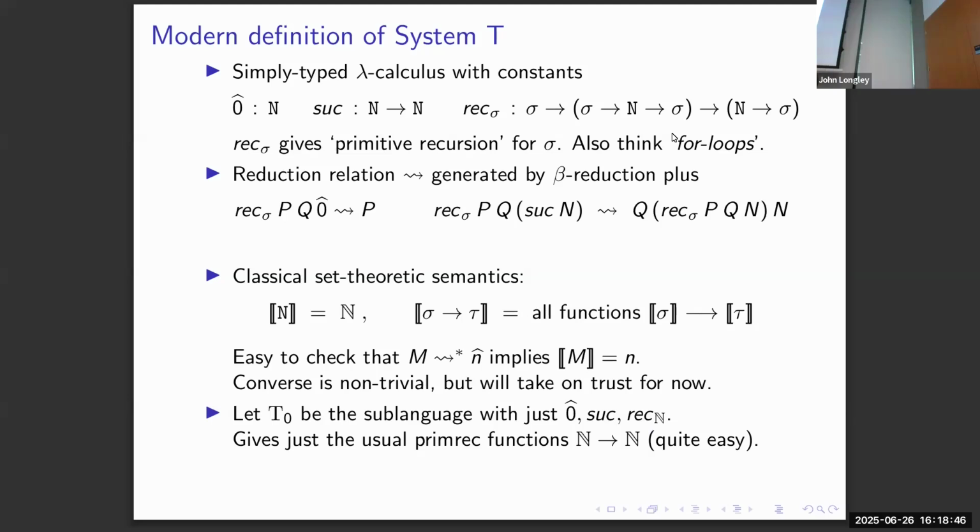So now, picking up on what Phil said, we can consider the sublanguage, which was called T0, where you restrict your recursor just to type n. If you do that, you get the usual primitive recursive functions on the natural numbers. That's not too hard to show, but I won't delay over that. So it's a powerful generalization of primitive recursion to higher types.